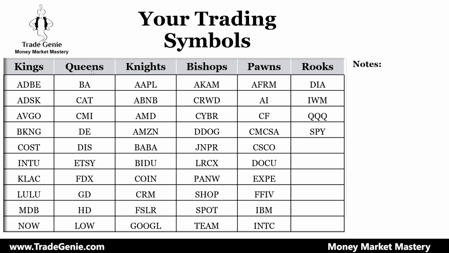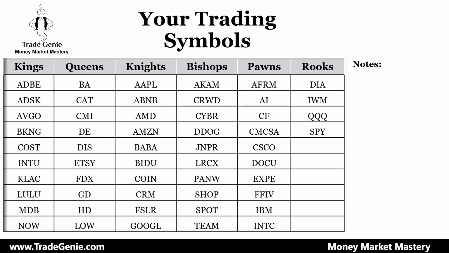Now, queens are those stocks which I need to watch. So what I did, these are from the economy: Boeing, Caterpillar, CMI, D, Disney, Etsy, FedEx, UPS, General Dynamics, Home Depot, Lowe's. So these I call queens. I need to watch them and I trade them.